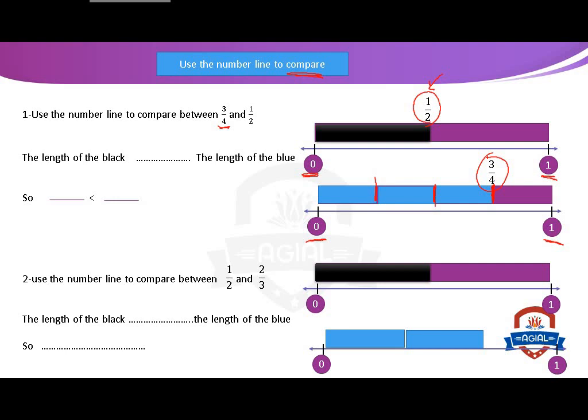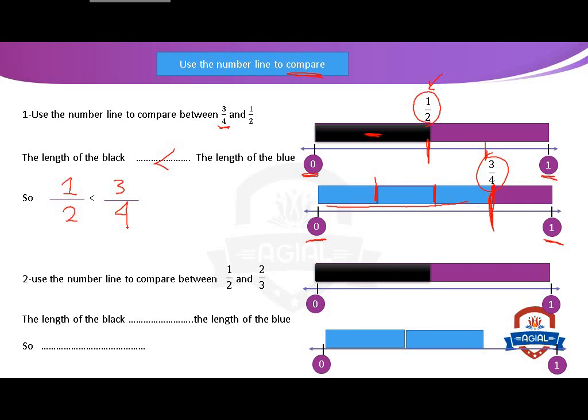Which one is bigger? From 0 up to here, or from 0 up to here? This or this? Excellent. From 0 up to 3 quarters. So the length of the black rectangle is less than the length of the blue, all of it. Or we can write half is less than, or smaller than, 3 quarters. Is this easy? How to use a number line to compare between each 2 fractions?